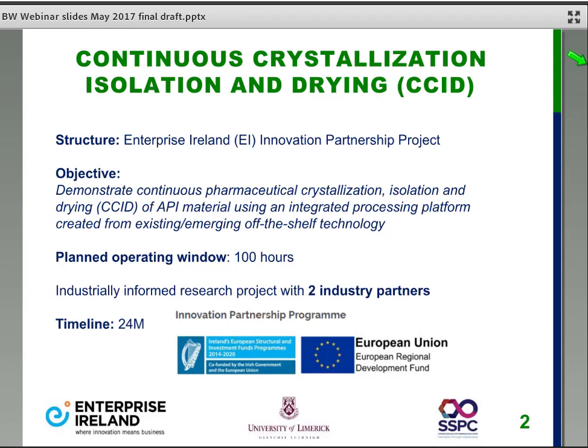So I'm working as part of the CCID project, which is continuous crystallization, isolation and drying. The objective of this project is to have an integrated platform for continuous technology. It is funded by a group in Ireland called Enterprise Ireland, and it's a joint project with the SSPC. We have 2 years and we have 2 industrial partners on the project too.